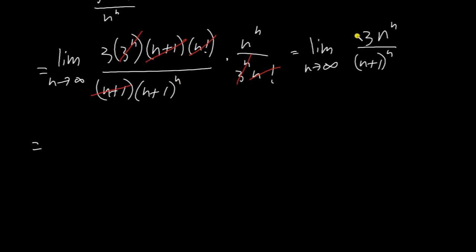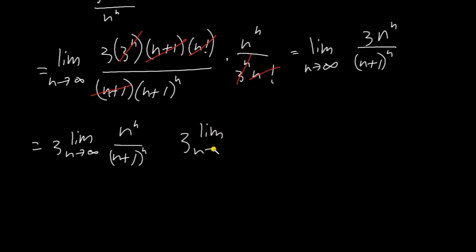Okay, so I can pull out the 3 first. So 3 times the limit of n to the n over n plus 1 to the n. And then I can combine these two into one thing, since they both have the same exponent of n. So n over n plus 1 to the n. Okay, so now here's where the magic starts to happen.